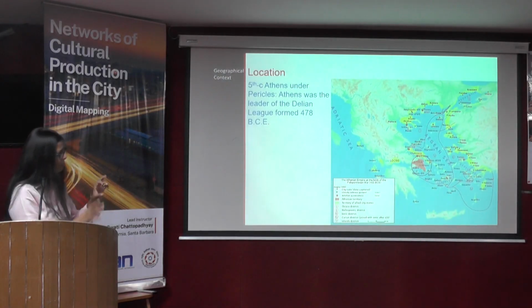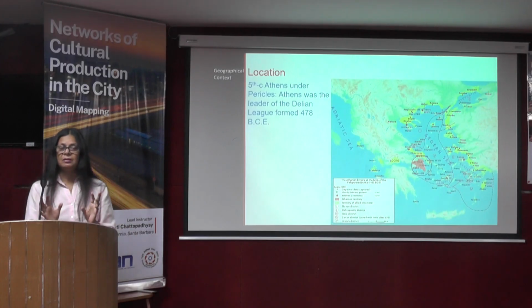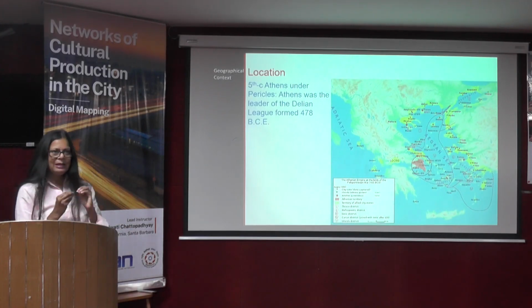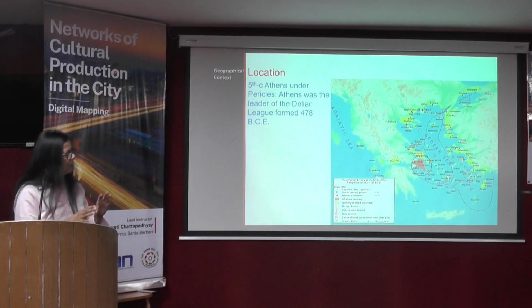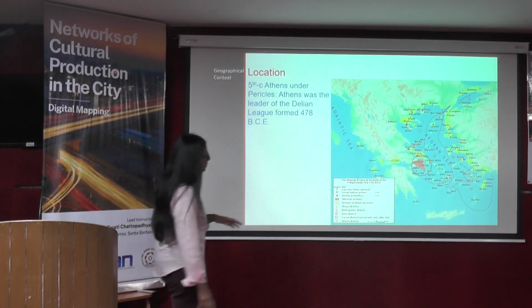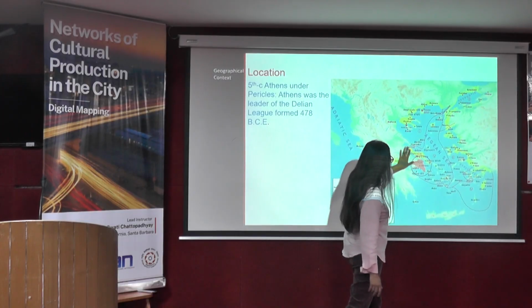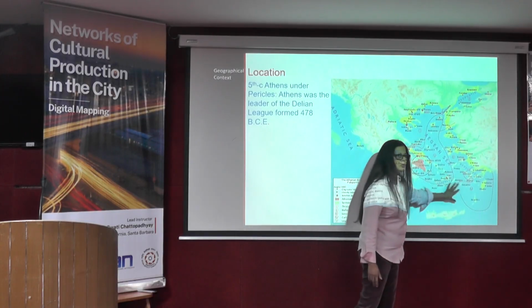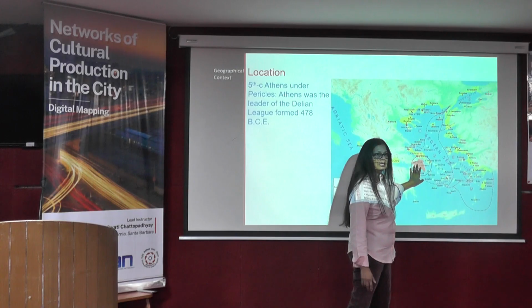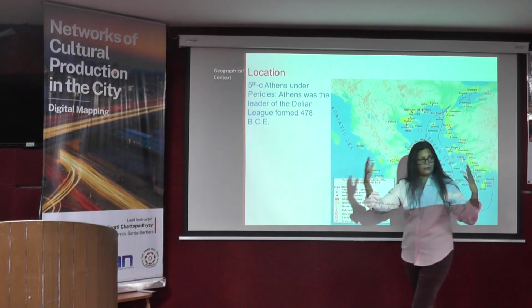I wanted to have this map, not just because I love maps, because I'm also very critical of them, but because I think it will help you understand the geographical location of Athens in Greece. This is the pole of Attica, and this is the Aegean, and all of these yellow parts are under Athenian control, and this is the Persian Empire, a humongous territorial entity.